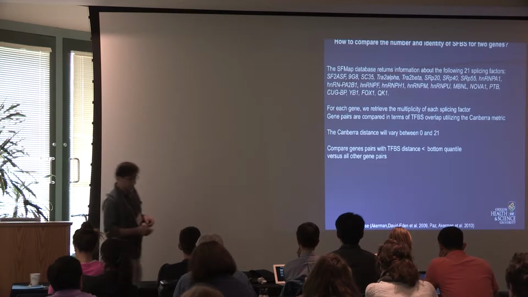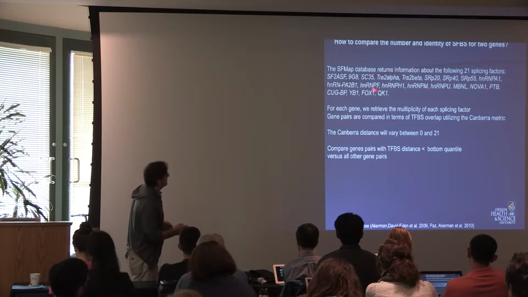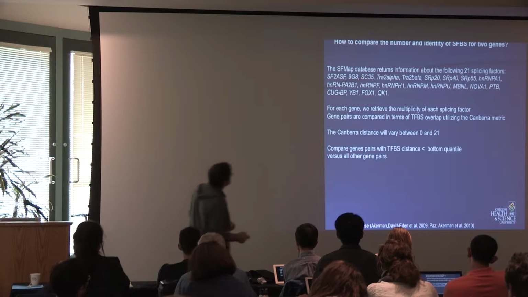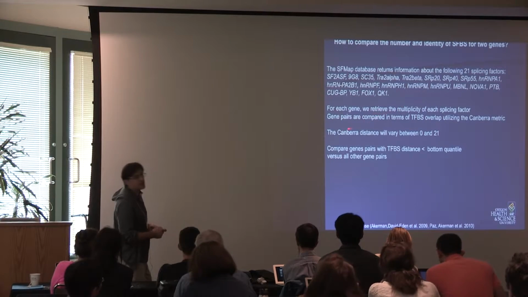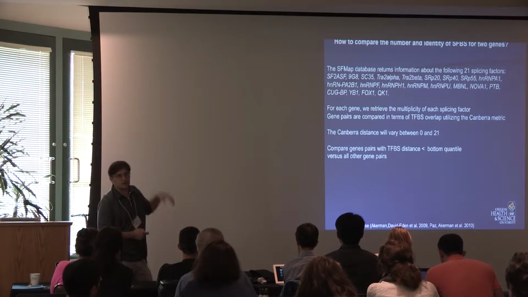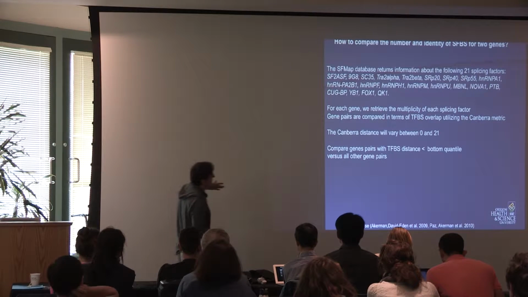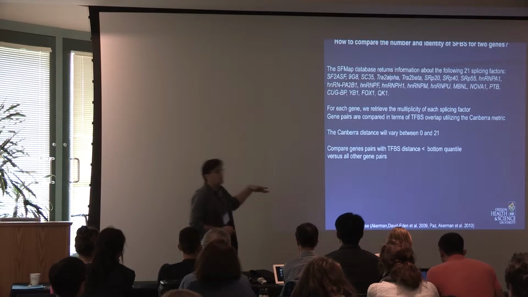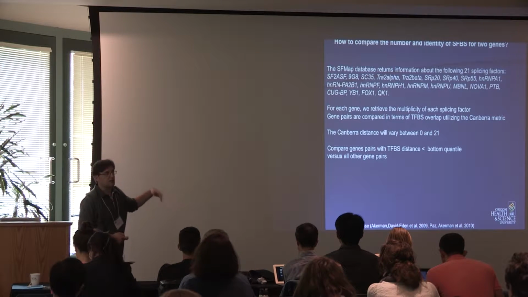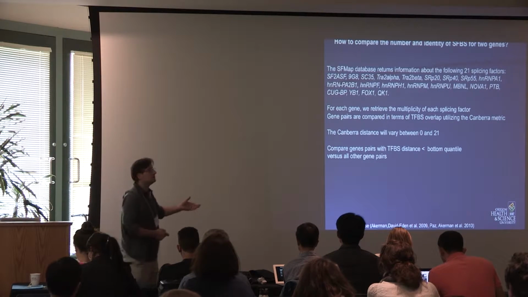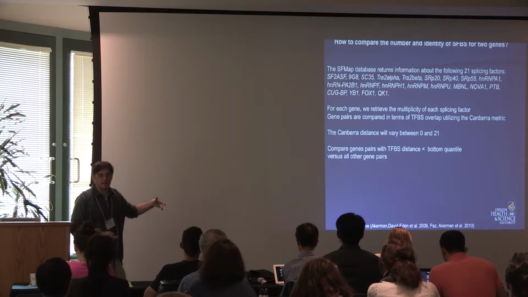So these are the splicing factors that I considered for this, that are available in this database. So I have 21 of them. For each gene, how do I represent this information? I have a vector of length 21, and for each entry in the vector, I say, what's your multiplicity? Now for another gene, I'll have another vector of length 21. And what is the multiplicity and identity of all these splicing factor binding sites?